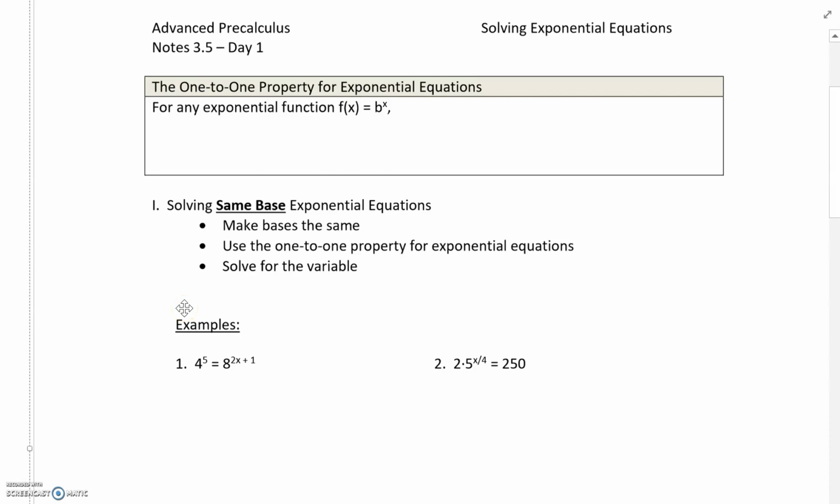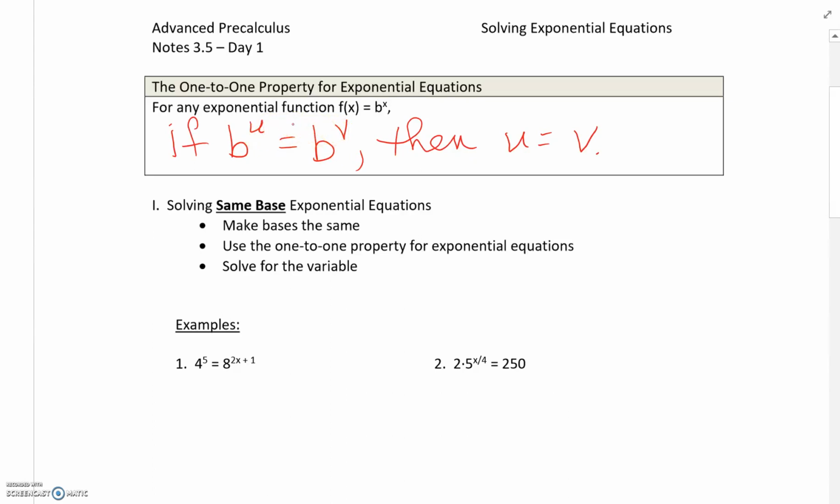So to begin with, we have up here at the top a place for us to put the one-to-one property for exponential equations. It says this: for any exponential function b to the x, if b to the u is equal to b to the v, then u is equal to v. And this seems pretty self-explanatory. If you have the same base on both sides of the equation, then the exponents have to be the same as well.